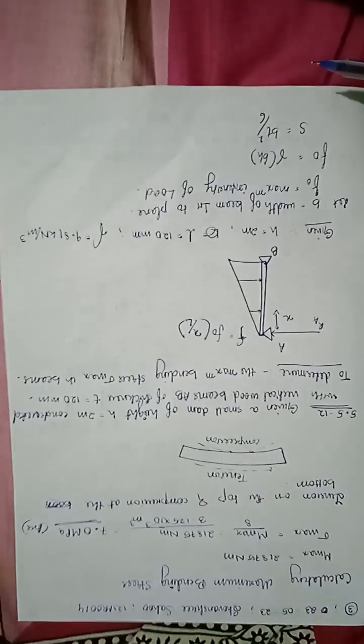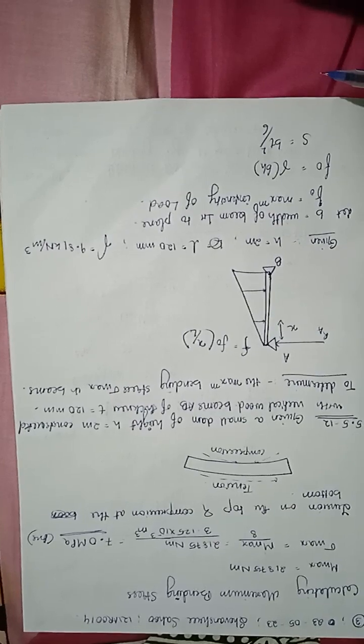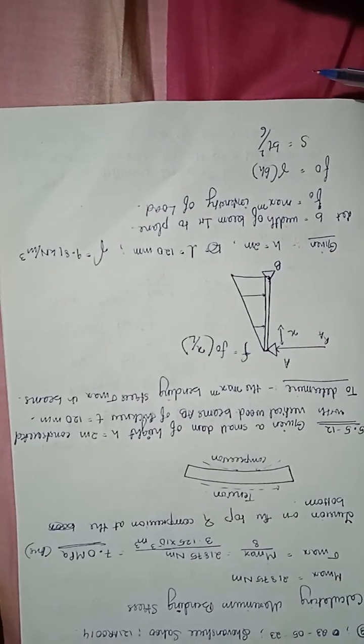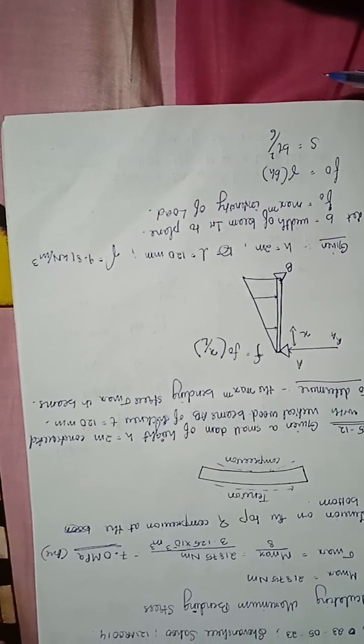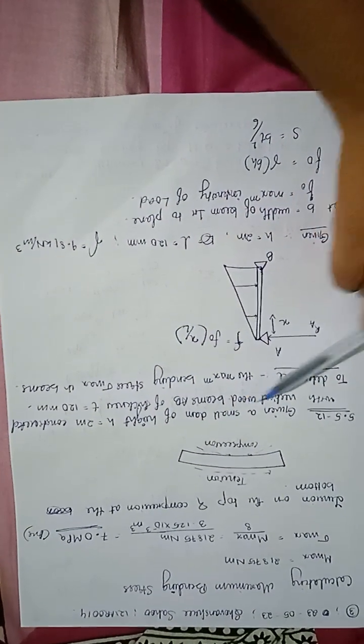So for maximum bending stress, Mmax is equal to 21,875 Newton meter. Sigma max is equal to Mmax by section modulus, which is equal to 7 megapascal. So tension is on top and compression is on bottom.